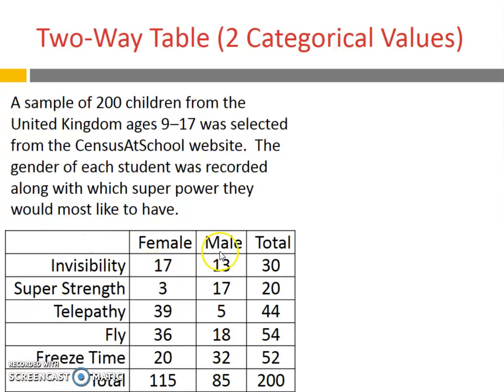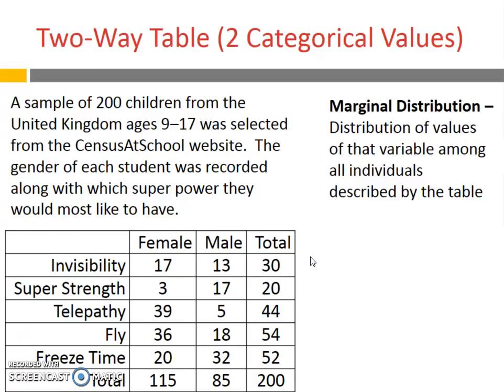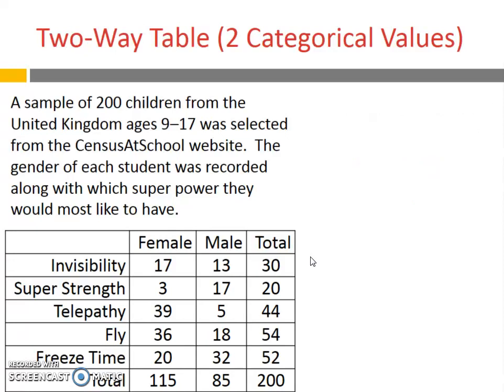So these are categorical in nature. And the way we read this is it tells us how many fall into each category. So for instance, 30 people total wanted invisibility, whereas 17 females wanted invisibility and 13 males wanted invisibility. And we can see that there was a sample of 200, the grand total down here. Make sure you fill in these margins, these totals, into your notes so you have them. Now, this is a two-way table. It describes two categorical variables. Like I said, the variables, if you're filling into your notes, are superpower and gender.